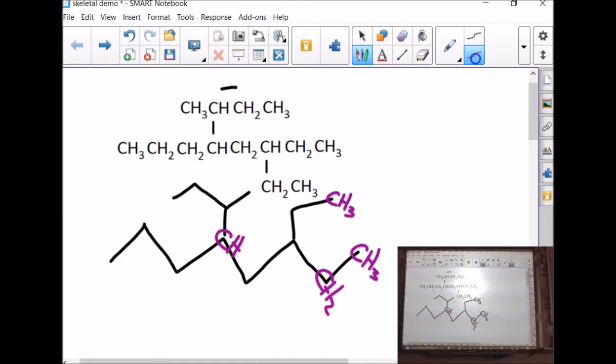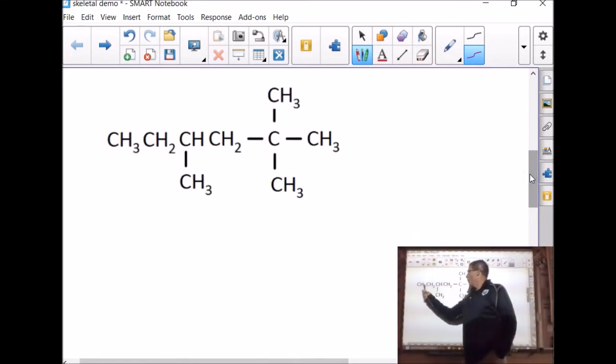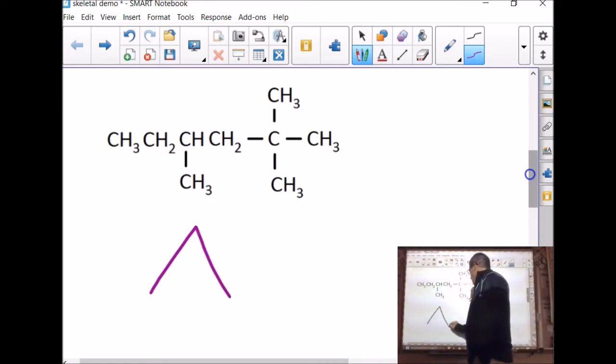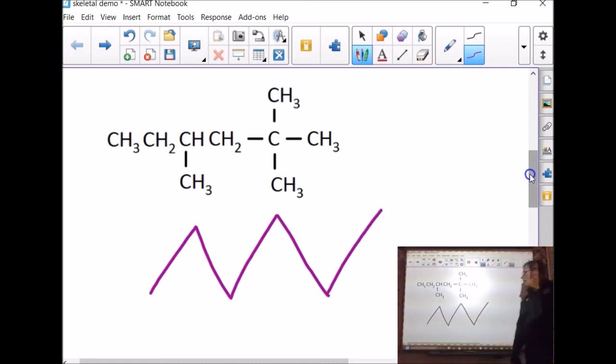Okay, now that's the nice thing. We don't show hydrogens like we do here, and the carbons are your endpoint. This one, what's my longest chain? So 1, 2, 3, 4, 5, 6, good. So we'll go 1, 2, 3, 4, 5. Is that right? 1, 2, 3, 4, 5, 6. Okay, and what's the name of that longest chain? Hexane.